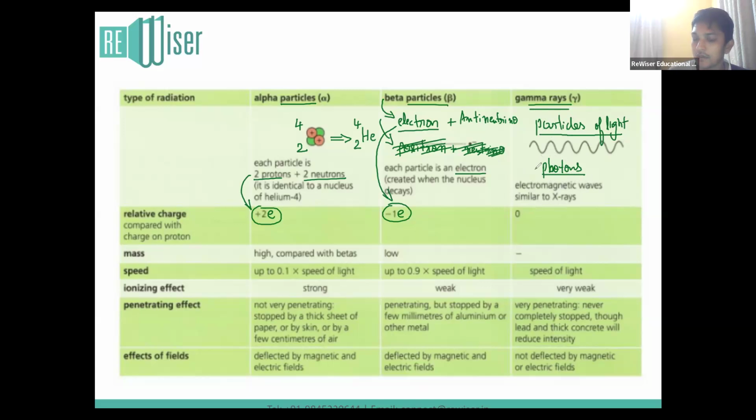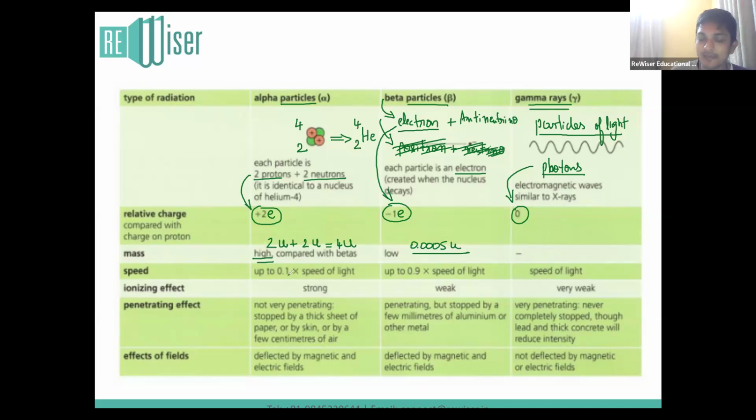Since particles of light or photons do not carry any charge, their relative charge is 0. Mass, please remember, for alpha particles is 2 protons plus 2 neutrons, giving you a total mass of 2 atomic mass units from 2 protons plus 2 atomic mass units from 2 neutrons, giving you 4 atomic mass units, which is very, very high. In comparison, beta is just an electron, which is 0.0005 atomic mass unit, very little when compared to that of an alpha particle. Gamma rays, or pure particles of light called photons, have 0 mass. They do not have any mass at all.